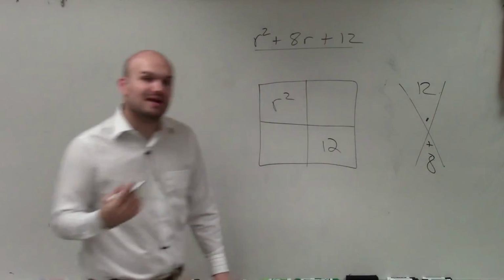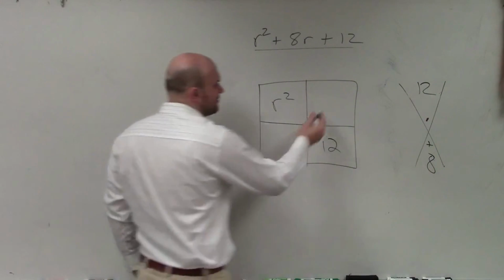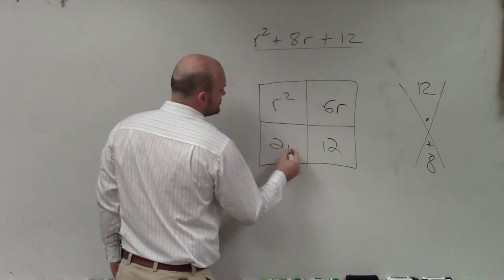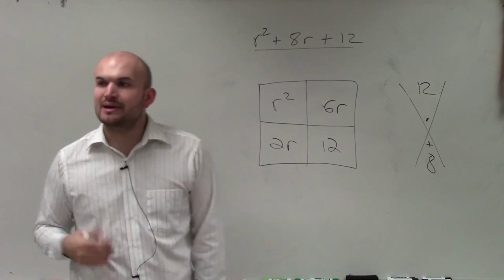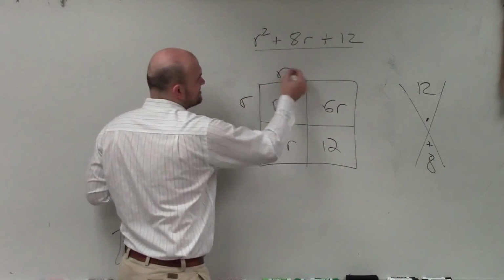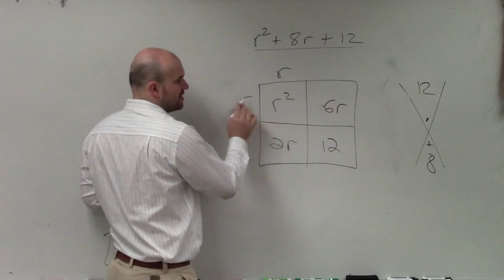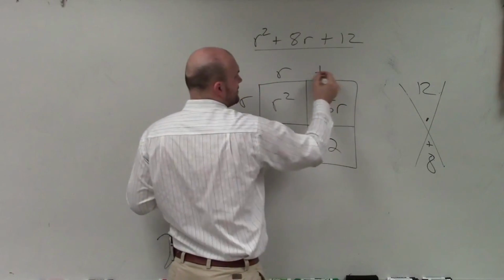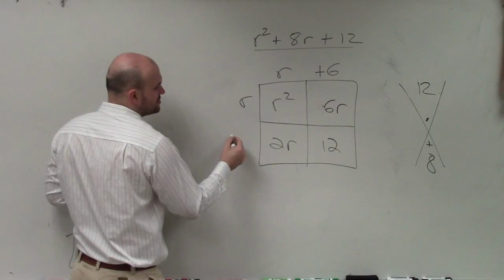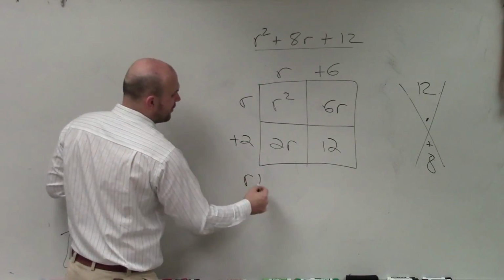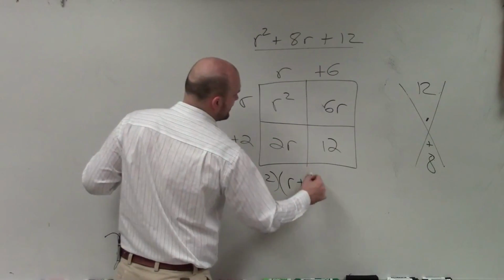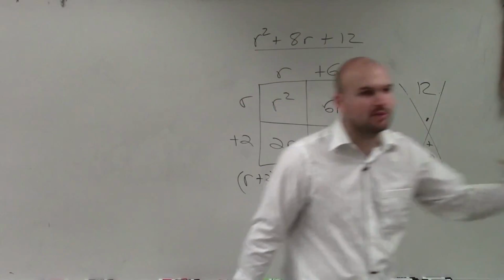What two numbers multiply to give us 12 and add to give us 8? Well, we can say that's going to be 6r and 2r. So again, r times r is going to give you r squared. R times what gives you 6r? That's going to be a positive 6. And then r times what gives you 2r, which would be a positive 2. Therefore, our two side lengths that multiply to give you your area are r plus 2 times r plus 6.